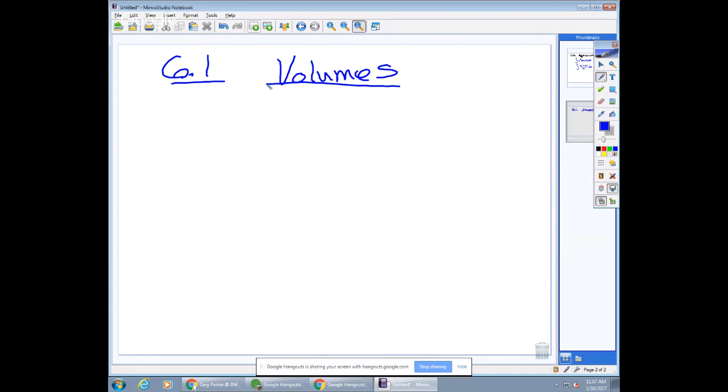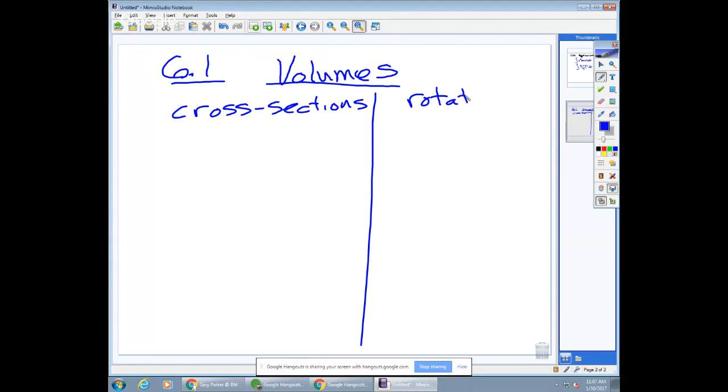6.1 is pretty beefy. It should really be 2 sections. The first part's not too bad. It's volumes using cross-sections. We'll start with that. So that's part 1. Part 2 is volumes using rotations. Okay, so I'll give you an example of each one right now, and then we'll go and do some calculus with them.